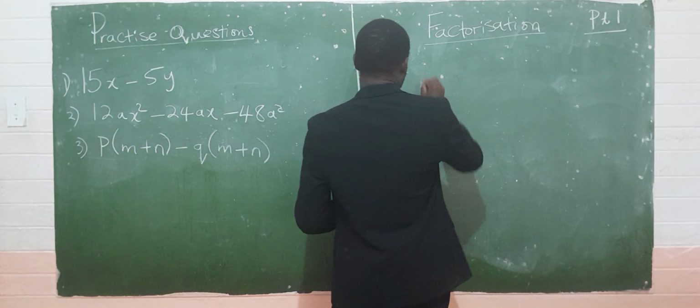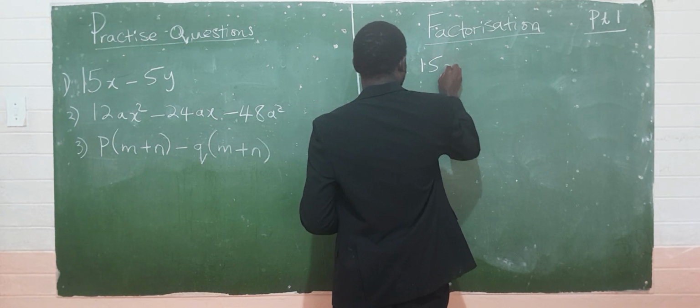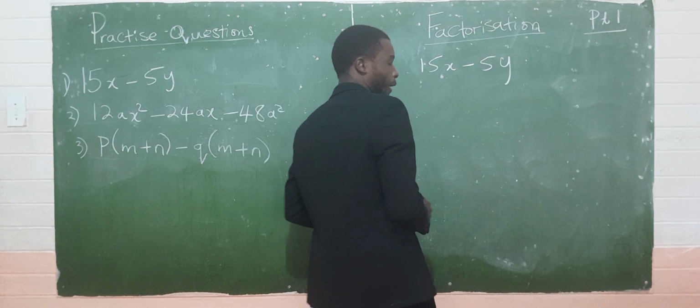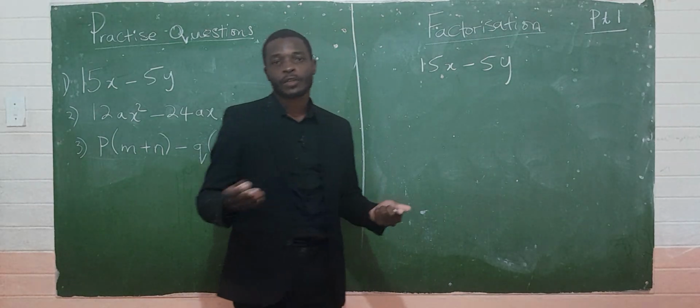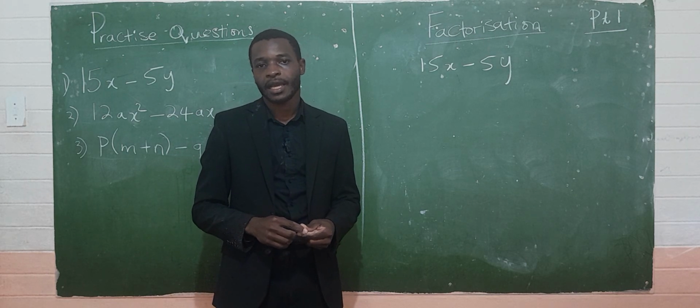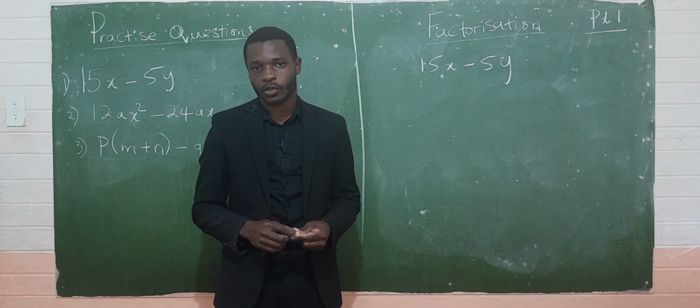The first question, we are asked to factorize 15x minus 5y. To factorize simply means you are representing a number as a product of its factors.